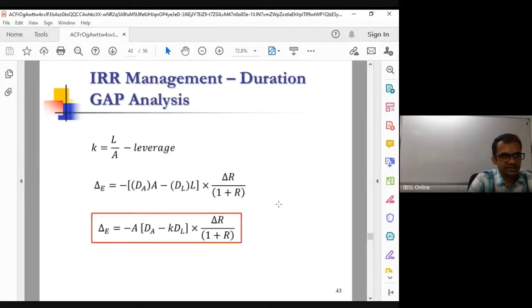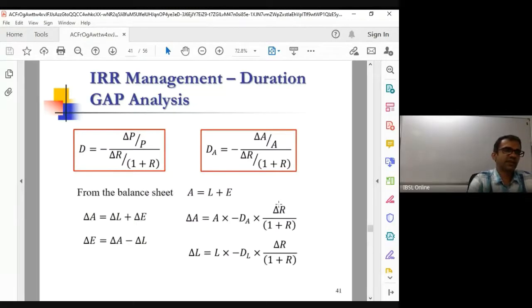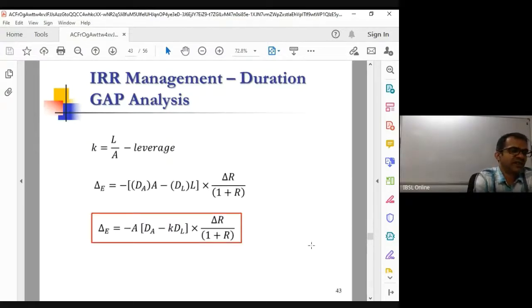So that's about how we use duration gap analysis. Duration as a measure of interest rate risk, and how do we measure? Basically, using duration gap analysis, we calculate the impact on the equity value if interest rate changes. Any question? I'm going to move into the next.